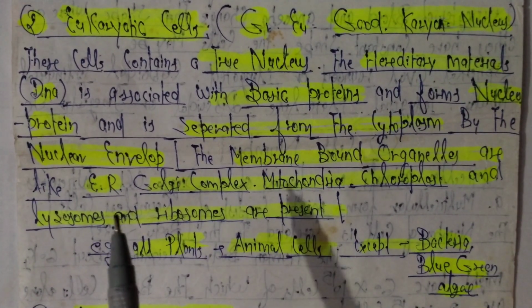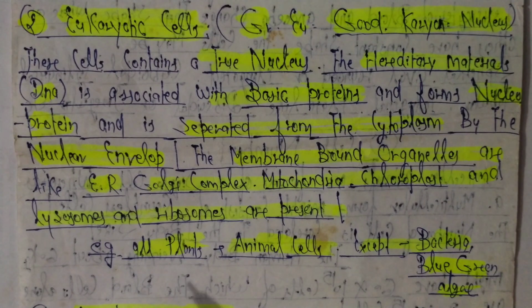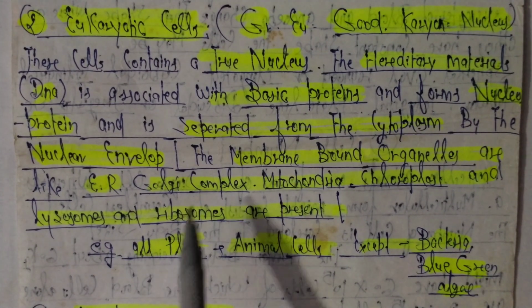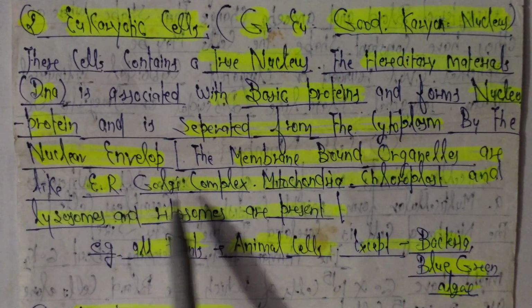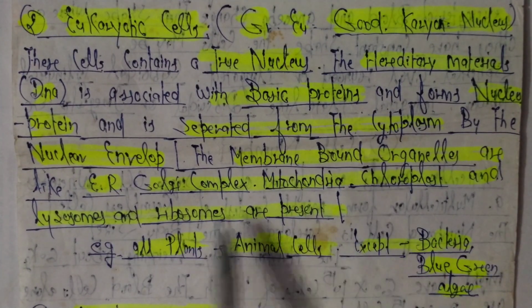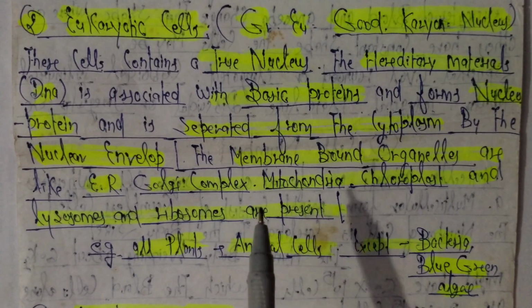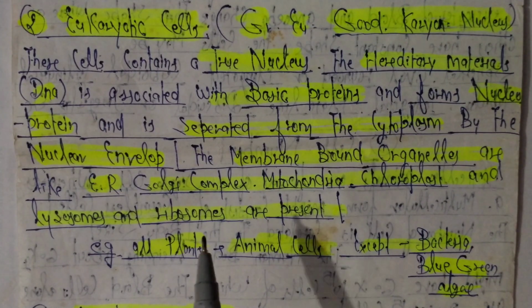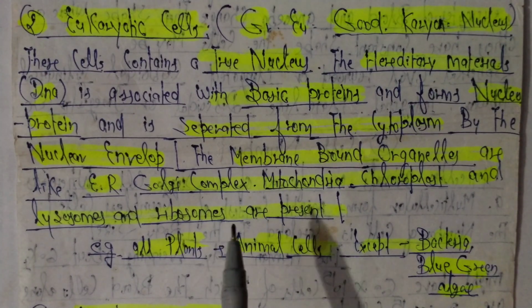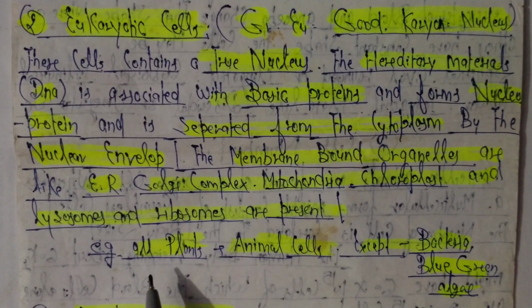That nuclear material, that is the DNA, is bound with the histone protein, forming the nucleoprotein, and the membrane bound organelles such as endoplasmic reticulum, Golgi complex, mitochondria, chloroplast, lysosome, ribosome, all are present in the eukaryotic cell. All are present, and these all are absent in the prokaryotic cell. In case of prokaryotic cell, only ribosome is found, that is the 70S ribosome. Here in case of eukaryotic cell, ribosome is also found, that is the 80S ribosome.